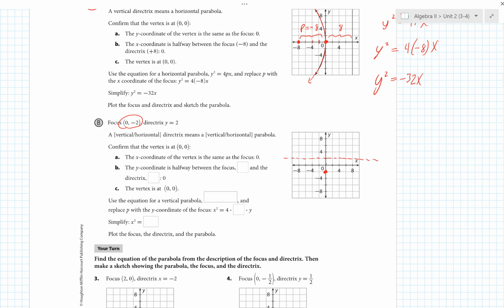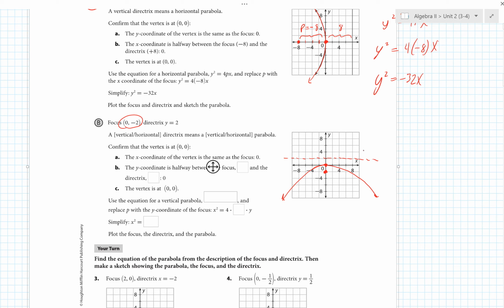And the vertex of our parabola is halfway in between. Okay? And it's always going to wrap around its focus. Now, at this point, we're not really concerned with the shape of the parabola so much. We just want to make sure that it's opening in the right direction. So the parabola always wraps around its focus, and so in this case, it's going to have to go down.